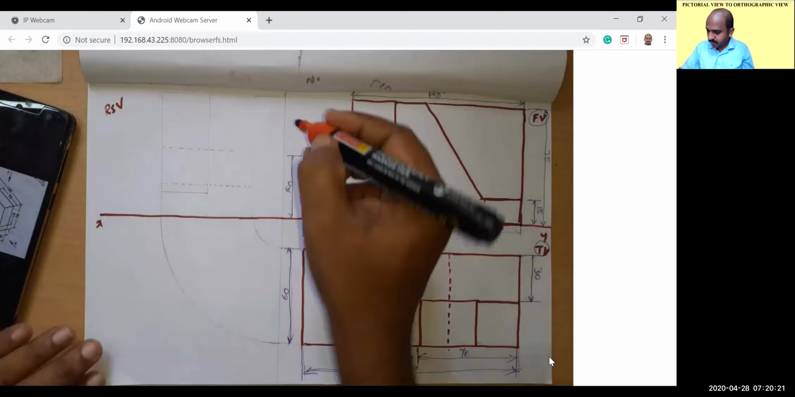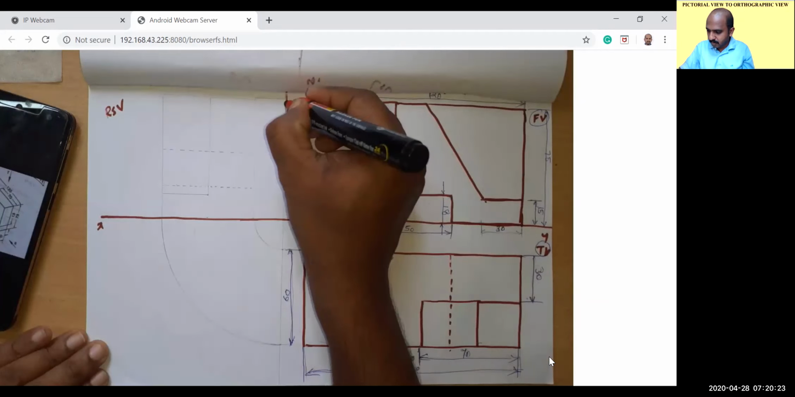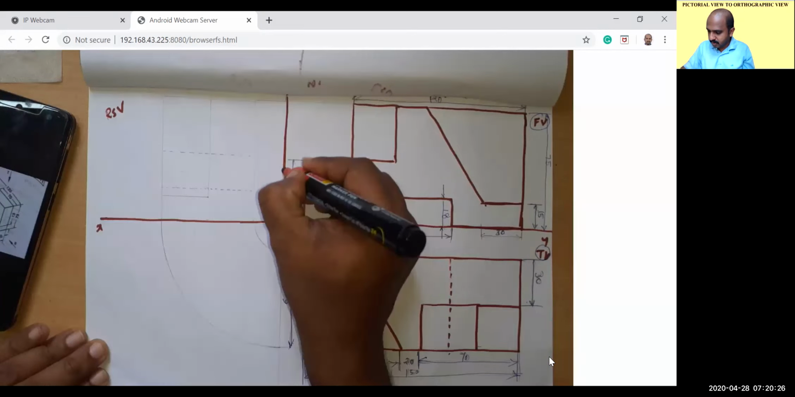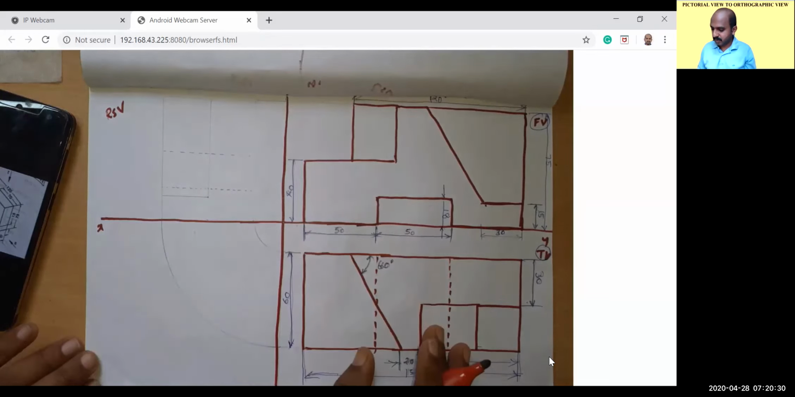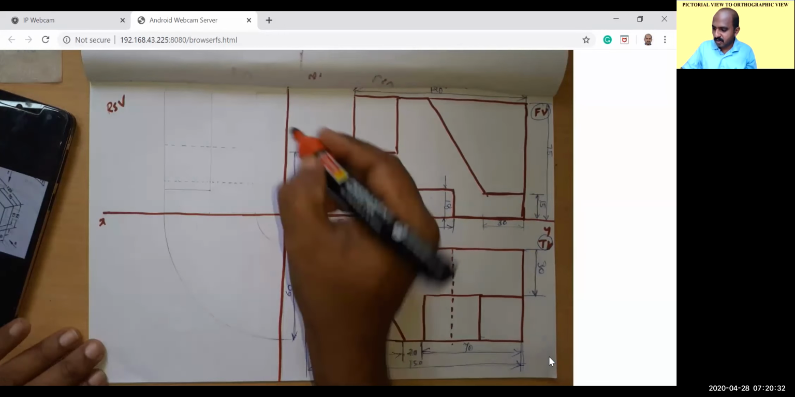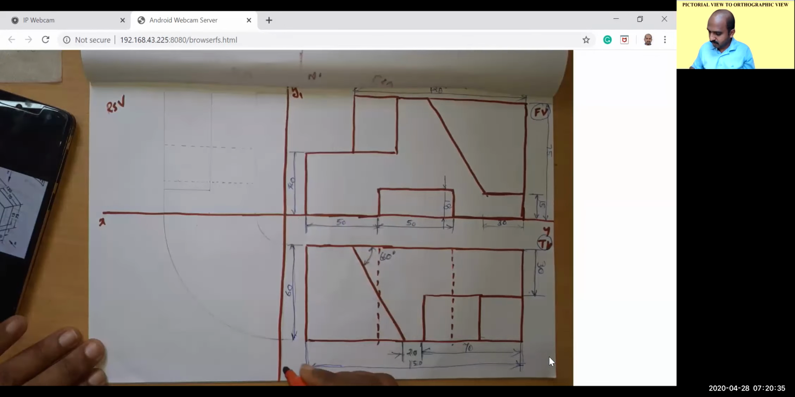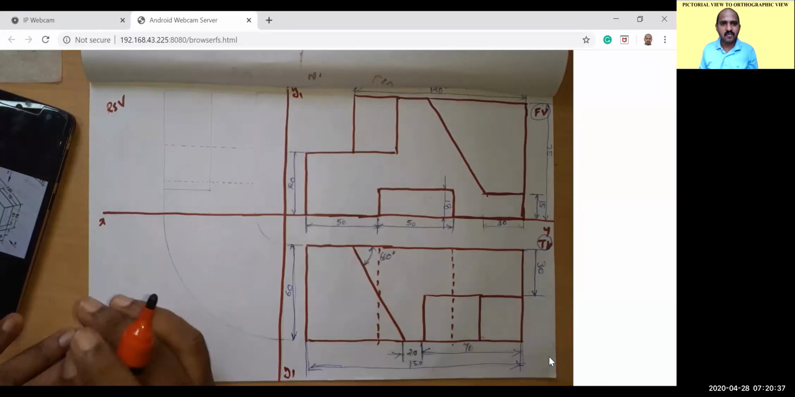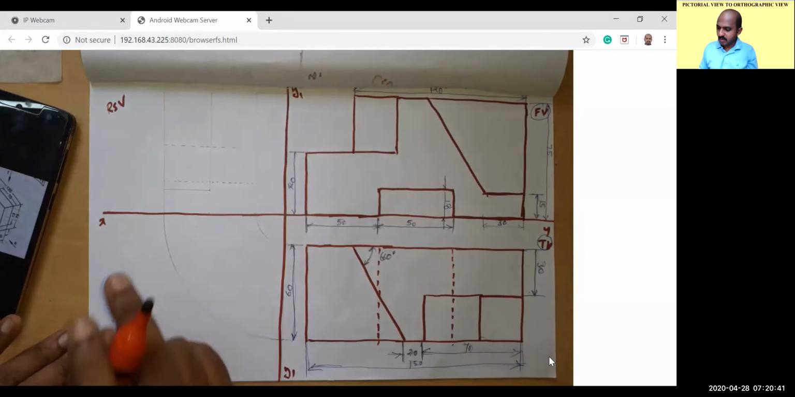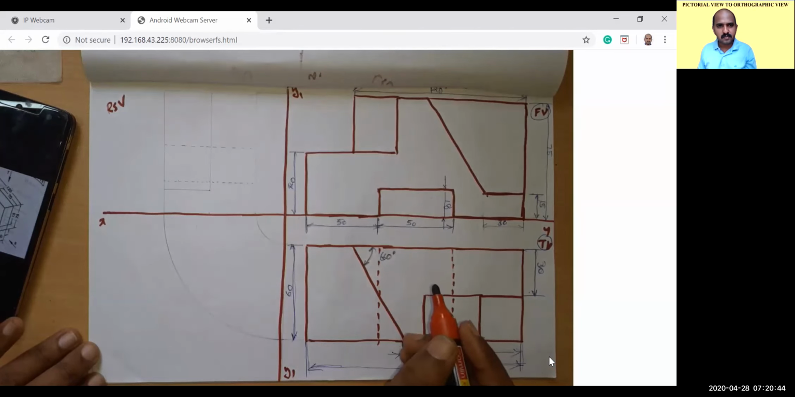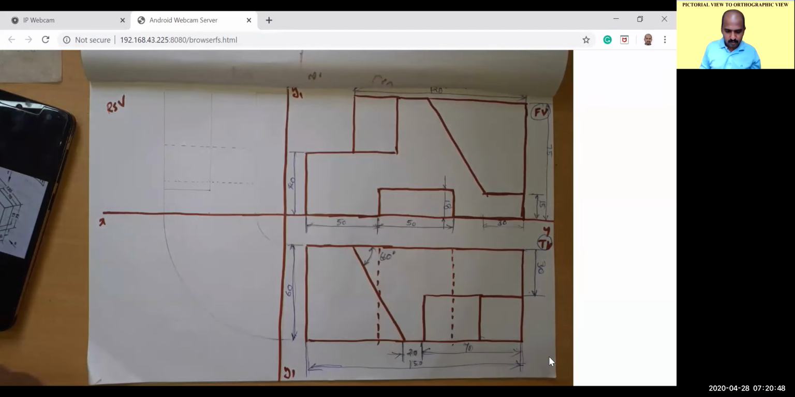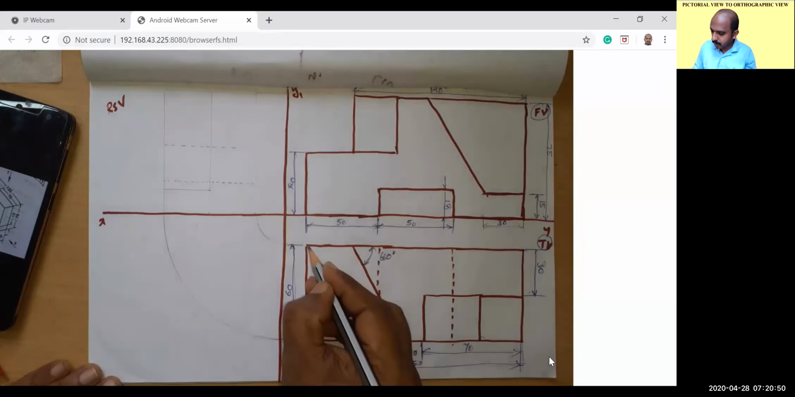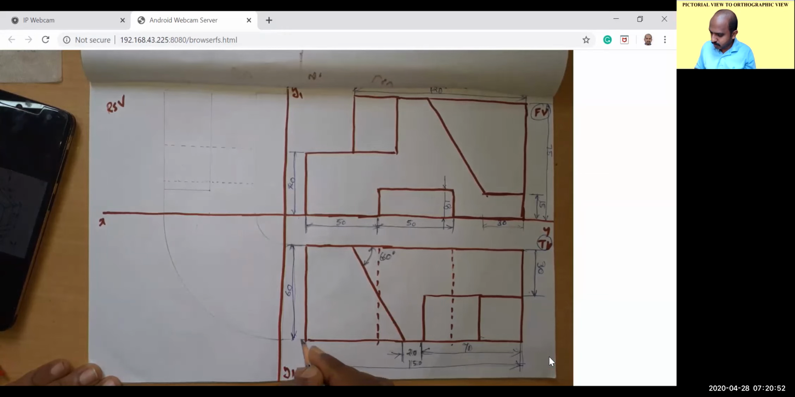You draw a y1 y1 line perpendicular to the xy line, left of your front view. As it is a right side view, it goes on the left. So what is the remaining procedure? All are same as the previous problem. You project from the top view to the y1 y1 line, this point.